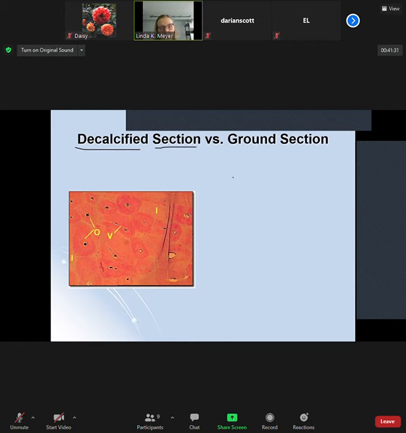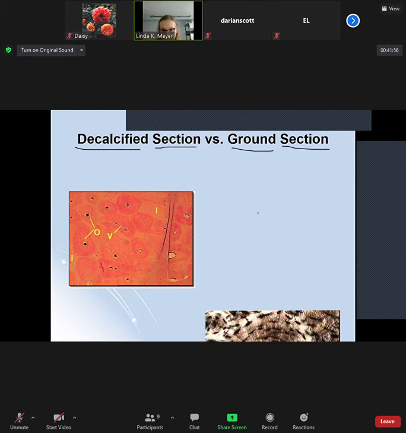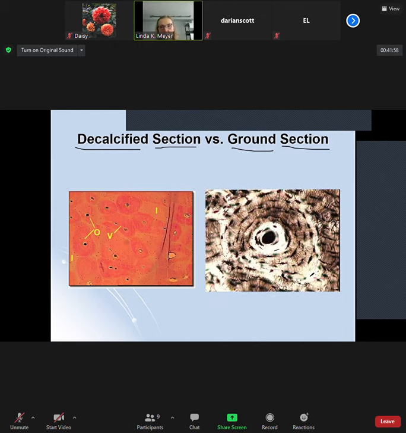In contrast, a ground section: the histotech who prepares these slides has a machine that takes hard tissues. For example, they can take bone. They can also take a tooth, and the machine just grinds it into thin sections. Just think of a little almond sliver, and they put it on a slide. So you're actually looking at the mineral part of the tissue. And this is what bone looks like.